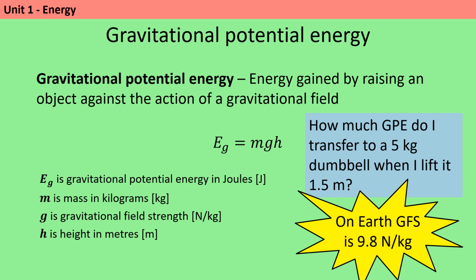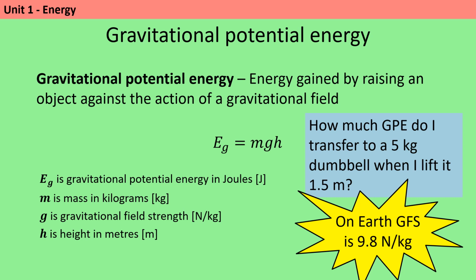So for instance, gravitational potential energy is energy gained by raising an object against the action of a gravitational field. And a typical question might ask you how much gravitational potential energy you transfer to a 5 kilogram dumbbell when you lift it by 1.5 meters. And they would need to also tell you that on Earth the gravitational field strength is 9.8 newtons per kilogram.